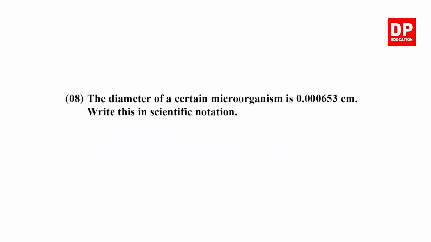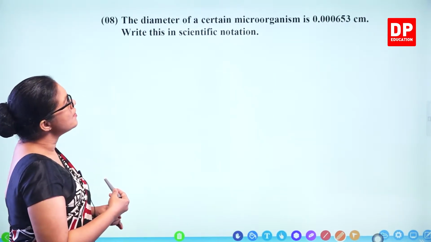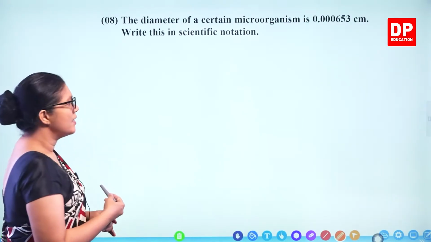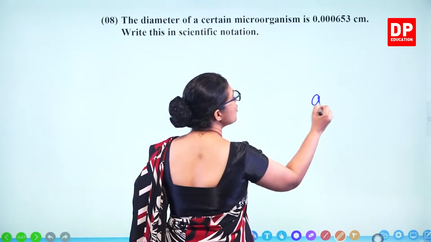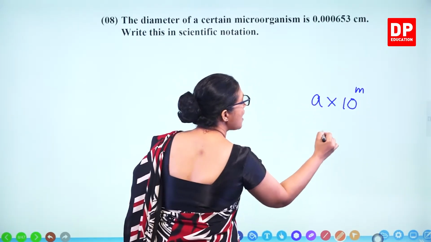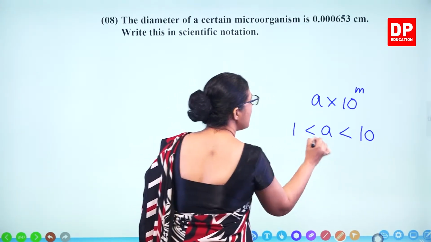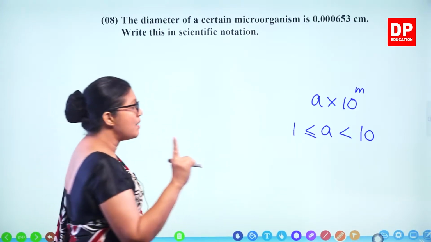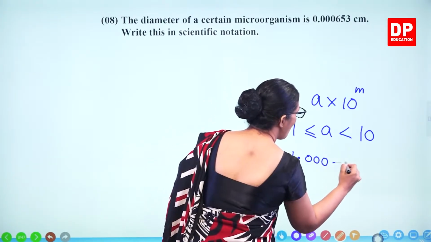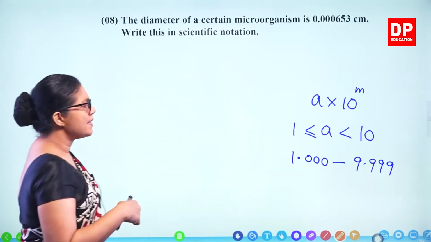Question number 8. The diameter of a certain microorganism is 0.000653 centimeters. Write this in scientific notation. How do you write in scientific notation? Any number times 10 to the power of any integer. The number in front should be between 1 and 10. 1 is included, so the minimum number is 1.000 and the maximum number is 9.999, correct to 3 decimal places.